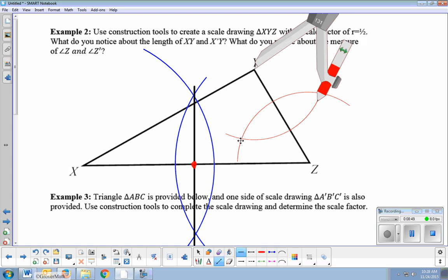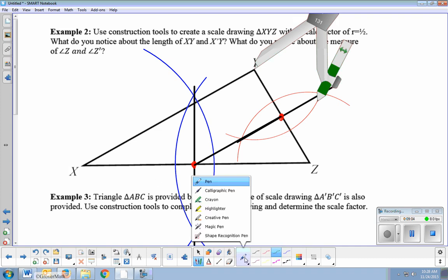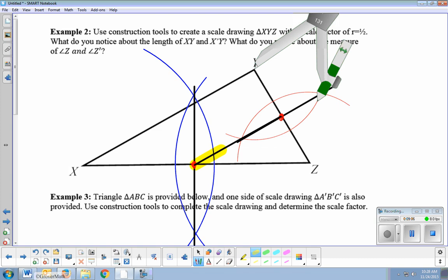And where they meet, we'll do that. Make a point there. And then I can connect those. And so now, since this side was half the length and this side I made half the length, that means that this triangle over here is half the size of my original big triangle right there.